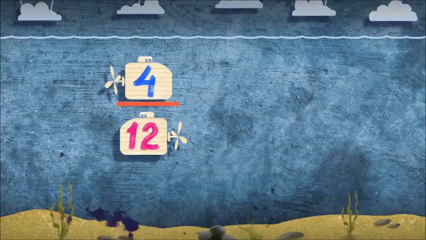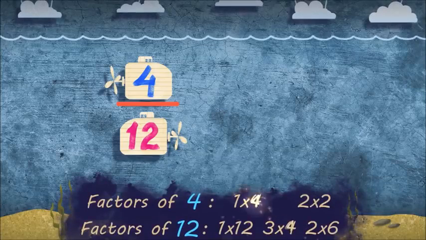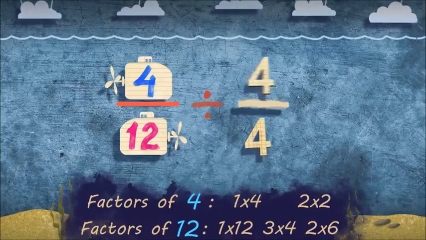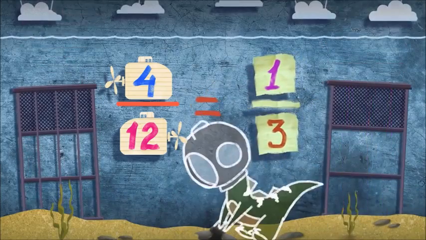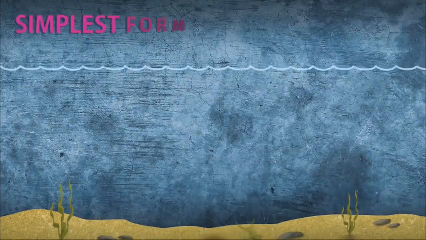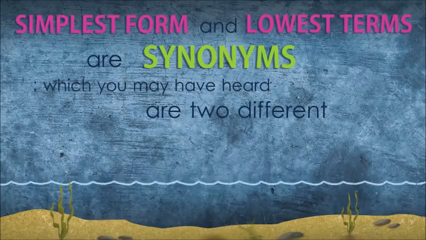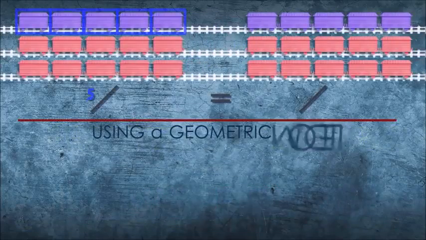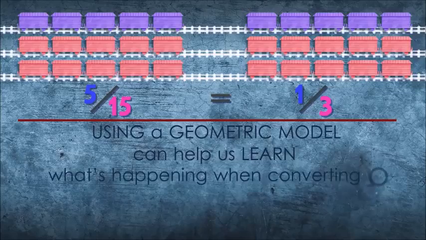To convert to the simplest form, we gotta find the greatest common factor. Then take that numerator and denominator and divide them by that common factor. Check it out now. Simplest form and lowest terms are synonyms which you may have heard. Two different phrases or words, their definitions are uniform. Using a geometric model can help us learn what's happening when converting.